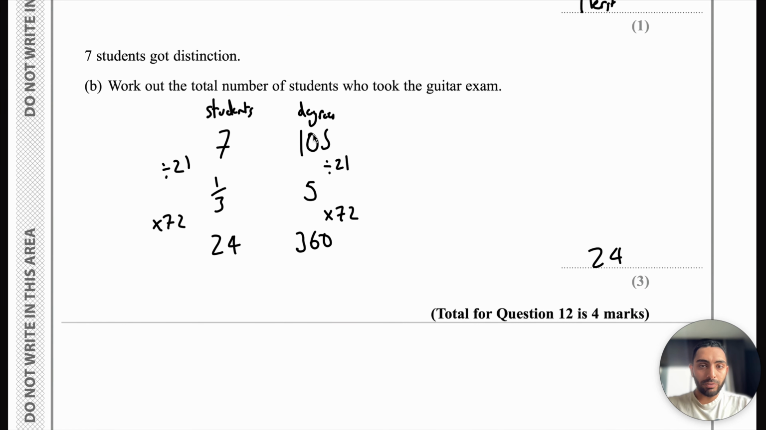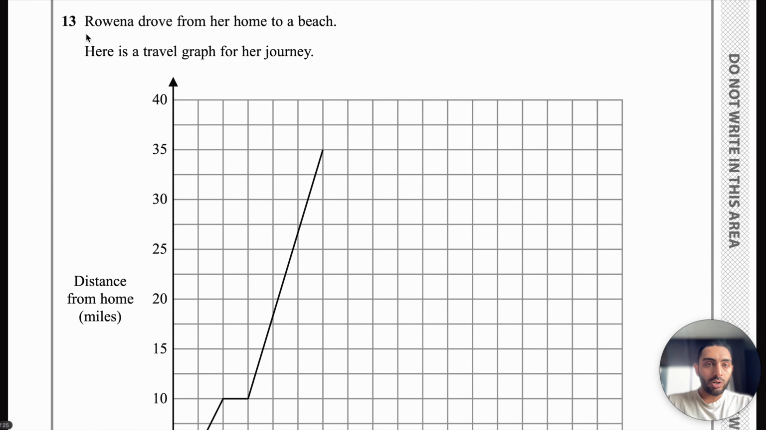And if you look at my original fact, if I multiply this by 3, I get to around 360. And if I multiply this by 3, I get to 21, which is close to my answer. So it looks appropriate. Question 13.